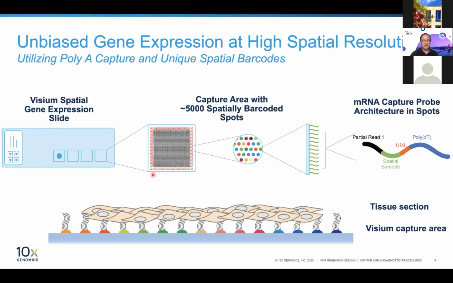If we flip that on its side and look at it on the other axis, again we've got these very discretely arrayed spatial spots, and we're using color to denote the differences in the spatial barcode. We can mount our section on the slide, capture expressed genes and make a library from there. Fundamentally, that's how the technology works.